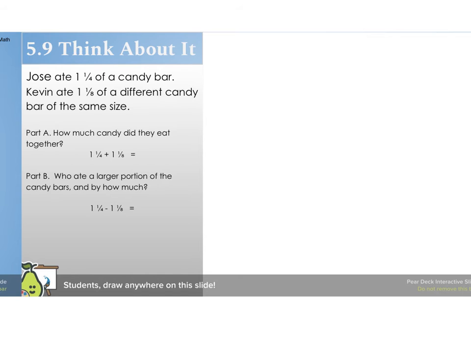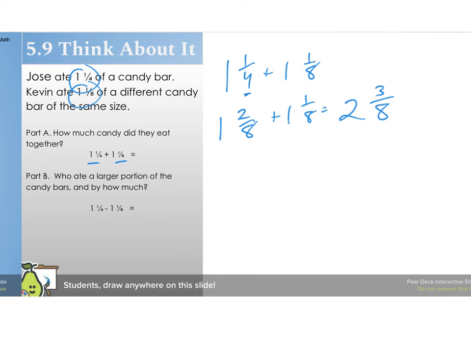The next question, Jose ate 1 1/4 of a candy bar. Kevin ate 1 1/8 of a candy bar. He obviously ate more than one candy bar. How much candy did they eat together? So 1 1/4 plus 1 1/8. I need a common denominator. I can change this to an 8, so 1 and 2/8 plus 1 and 1/8. We're going to get a total of 2 and 3/8.